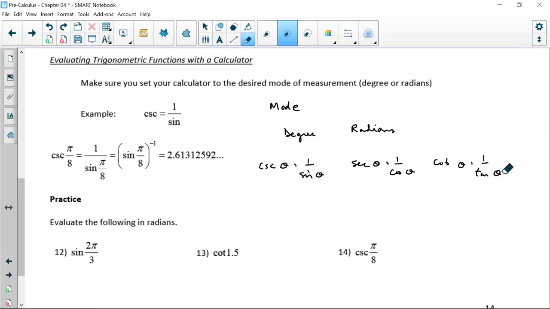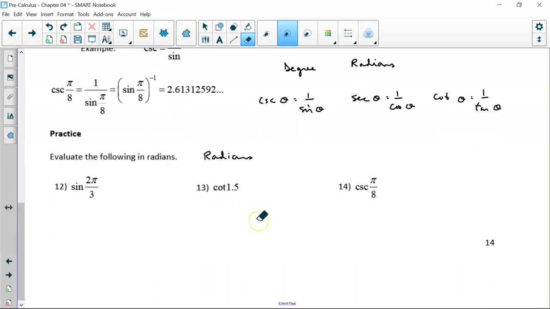So for all of these problems, 2 pi over 3, 1.5 and pi over 8, you want to be in radians. So make sure your mode is in radians first. So what we're going to do is the sine of 2 pi over 3. And your calculators have a pi button. Use that. So when you do sine of 2 pi divided by 3, make sure you use parentheses. You're going to get 0.8660. There's our value as a decimal.